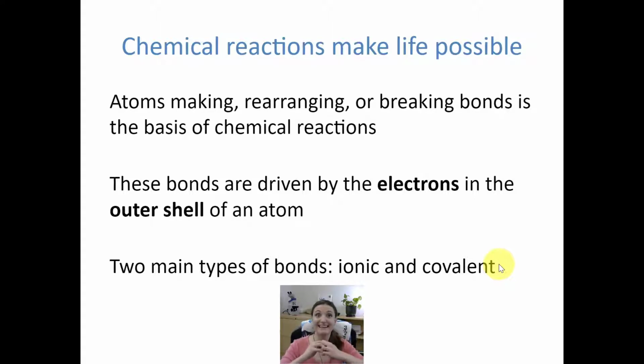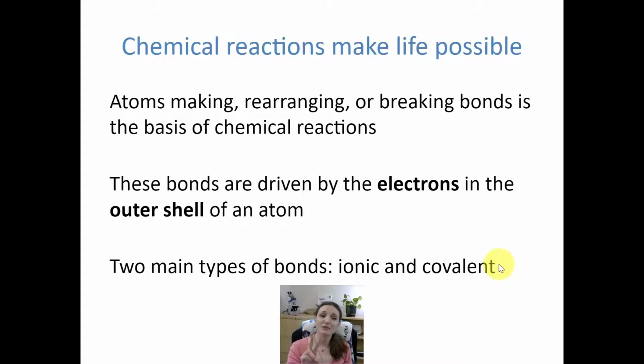Okay, so atoms can connect together. When atoms are connected together, we call it a chemical bond. And chemical reactions are what make, break, or rearrange chemical bonds. And the key piece of this is that, remember those electrons that are orbiting around the nucleus of an atom? Those electrons are what drive chemical bonds, okay? Specifically the electrons in the outermost shell of an atom. Okay, and we'll dive into what that looks like.